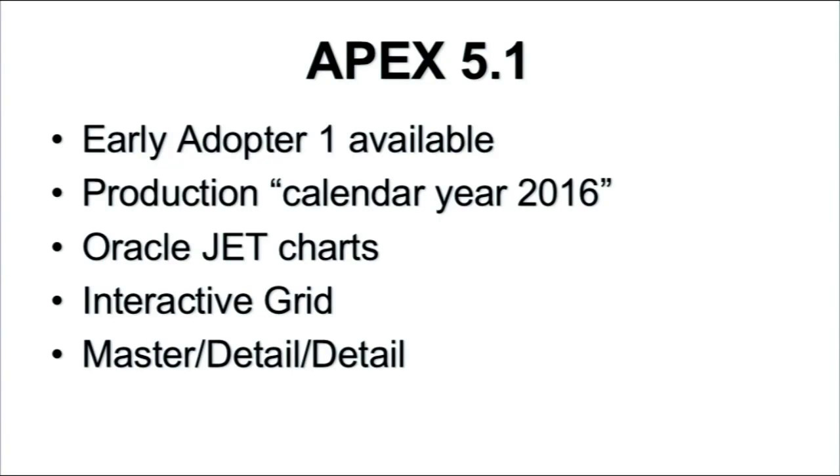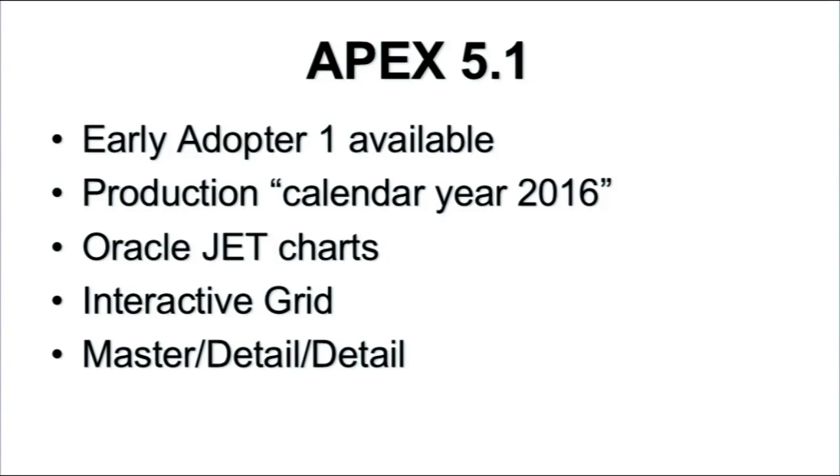Okay, so 5.1 has master detail detail. And it has the interactive grid, which seems really cool. We've got the early adopter, so you can go and sign up right now. You can't download it, but you can sign up at apexea.oracle.com for the early adopter release. You can play around with 5.1. They're saying it's production this calendar year. So that's about the closest that you get to a promise from Oracle. It has great charting. Oracle Jet has some very great data visualization components, and they're actually using that inside Apex 5.1.